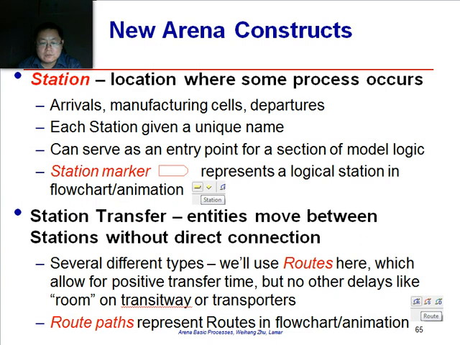Station module refers to the location of a process. In our example, we have the part arrival station, part prep station, sealer station, rework station, ship station, scrap station, and a salvage station. We can add a station marker as animation. Route module defines how to move parts from one station to another. We add a route path as animation.